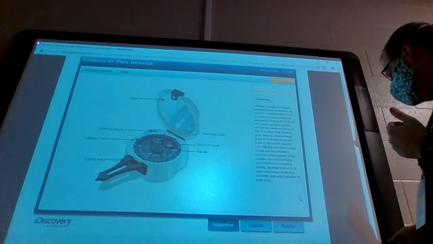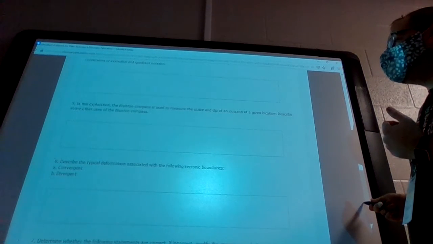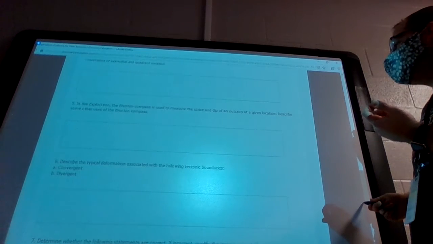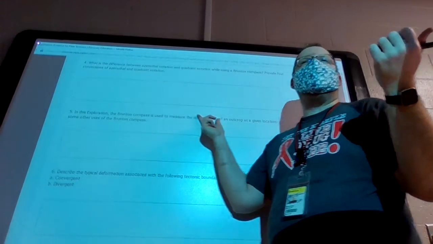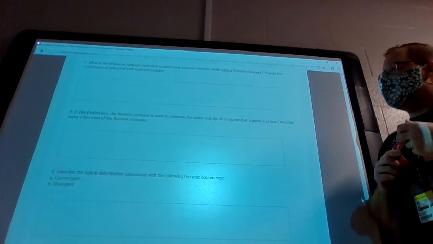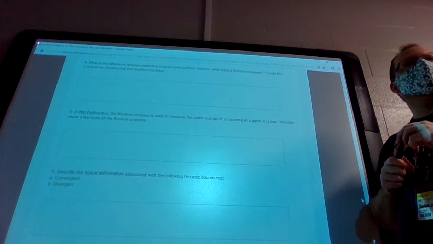All right, so it can measure the angle of the dip. Let's see. Strike and dip of an outcrop. I don't know. What else can it be used to measure? I put direction there because they didn't list direction in the actual description. Angle of dip.